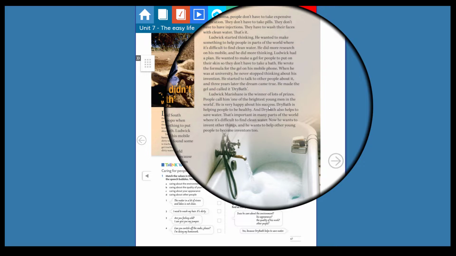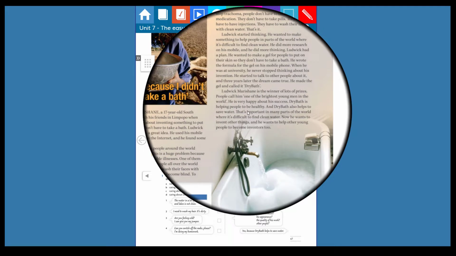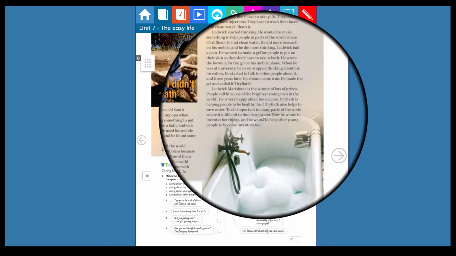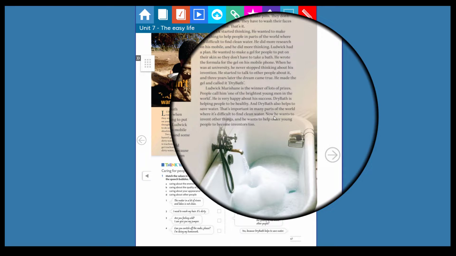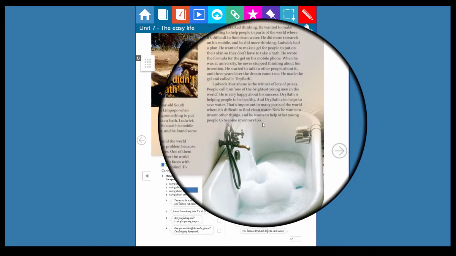Dry bath is helping people to be healthy, and dry bath also helps to save water. That's important in many parts of the world where it's difficult to find clean water. Now he wants to invent other things and he wants to help young people to become inventors too.